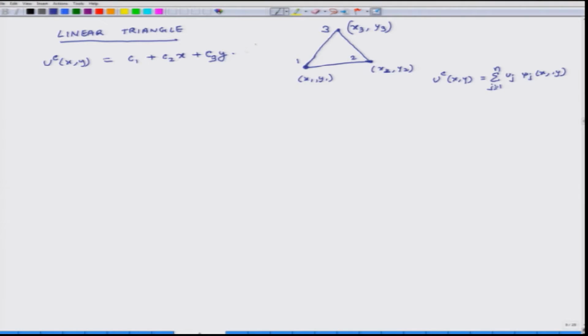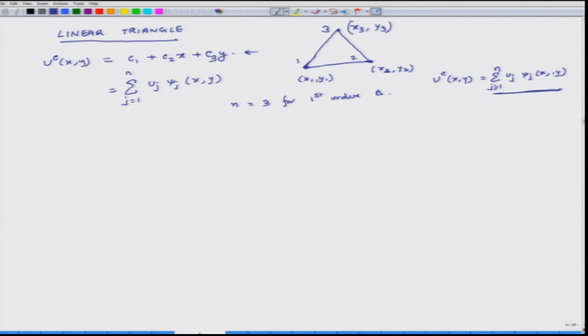So, this is how u varies over the area of the element, but alternatively we had also expressed u in this form. An alternate expression for the same equation is the sum of uj psi j(x, y), with j equal to 1 to 3. I will still write it as n, and n is equal to 3 for a first order triangle.